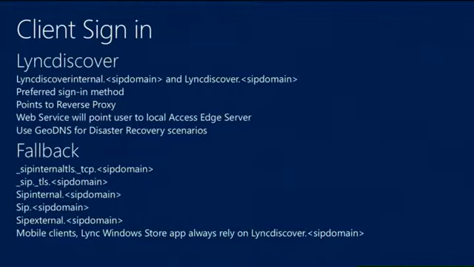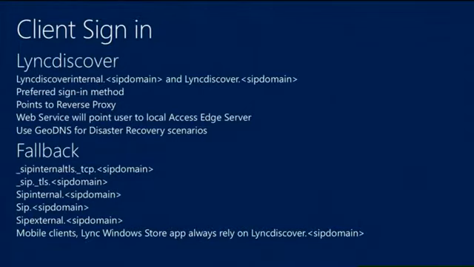So if we don't find these A records, then we will look for an SRV record. First one is _sipinternaltls._tcp.domain. Then we look for _sip._tls. Then we look for an A record called sipinternal.domain. Then we look for A record sip.domain. And then finally sipexternal.domain. Mobile clients and the Lync Windows Store app will always rely on Lync Discover. They will not do the fallback to the SRV records. So you have to always implement Lync Discover internal and Lync Discover.